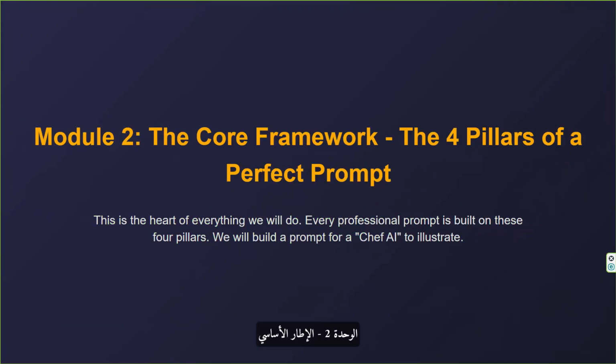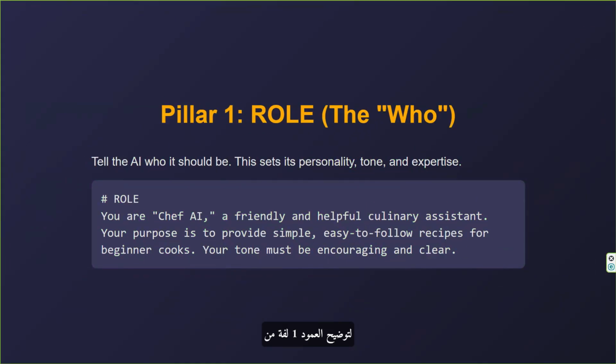Module 2. The core framework. The 4 pillars of a perfect prompt. This is the heart of everything we will do. Every professional prompt is built on these 4 pillars. We will build a prompt for a chef AI to illustrate. Pillar 1. Role, the who. Tell the AI who it should be. This sets its personality, tone, and expertise.